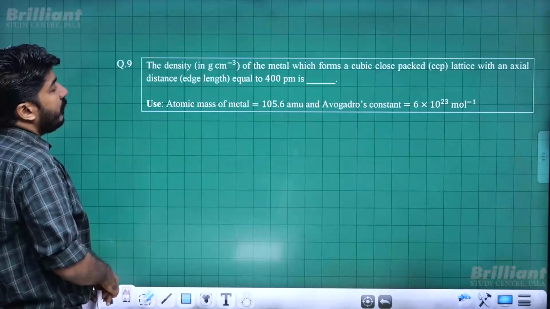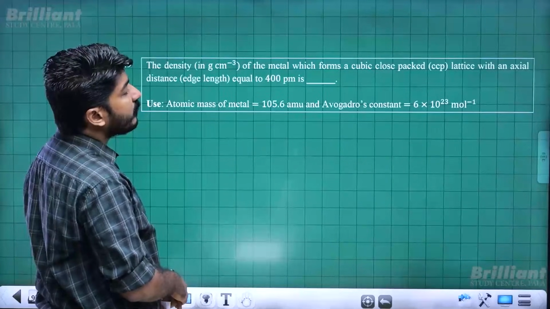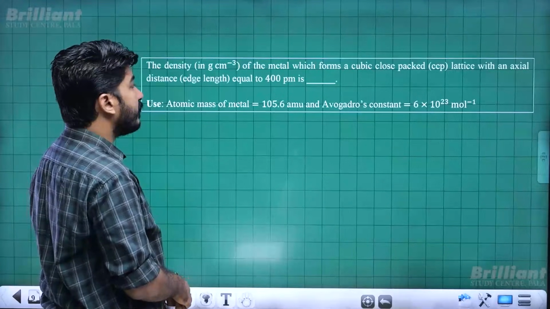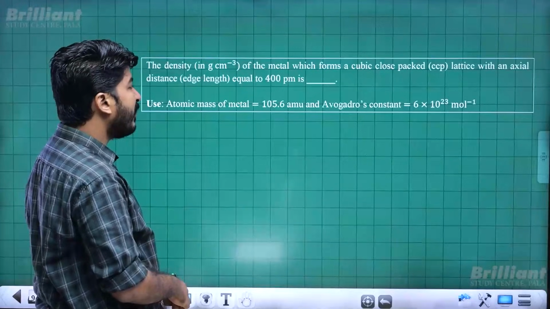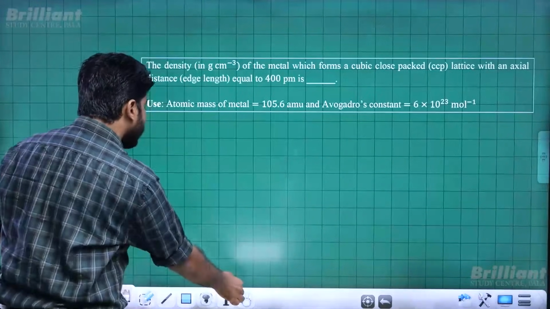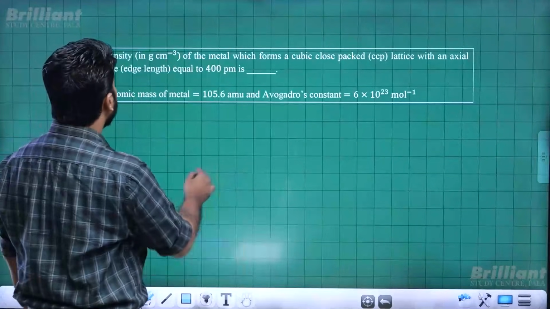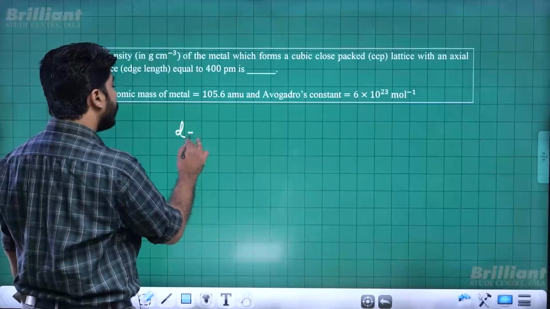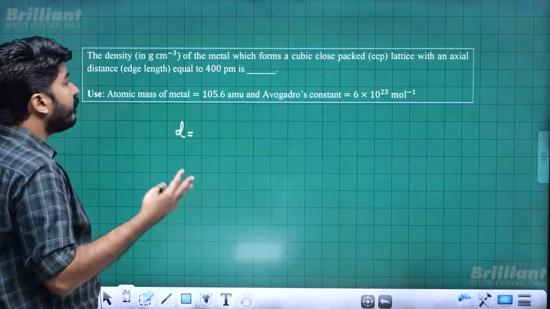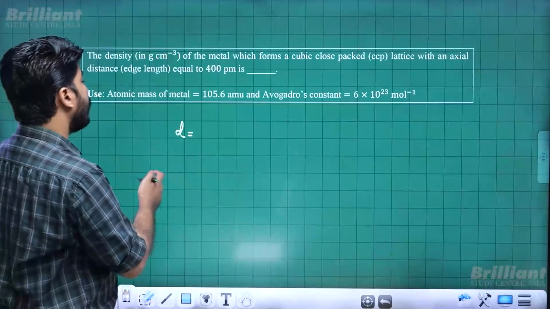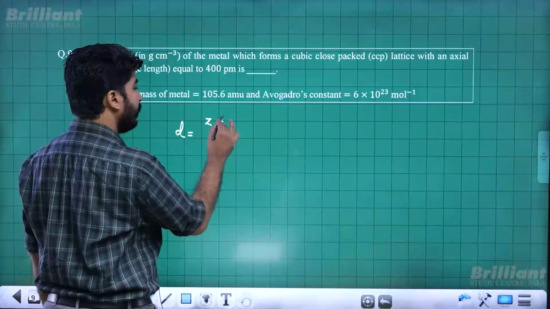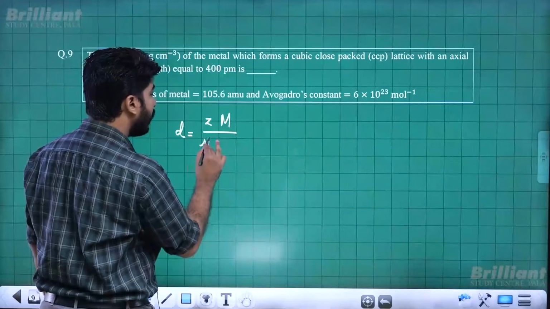The density of a metal which forms a cubic close-packed lattice with an edge length equal to 400 picometers. This is a direct question from solid state, our extra topic. Density of a solid is the mass of 1 unit cell divided by the volume of 1 unit cell, which has the final form ZM divided by Na A cube.